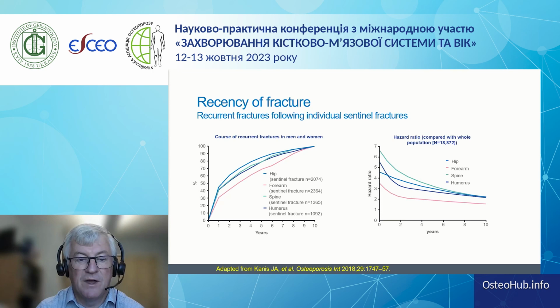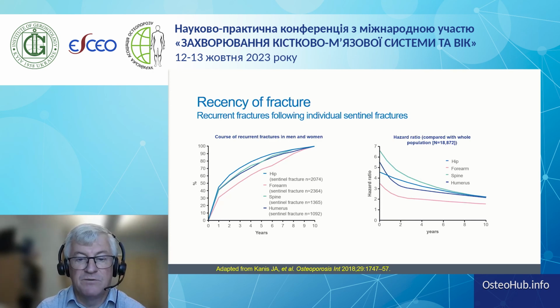And on the left-hand graph, we're looking at those who had sustained a hip fracture, those who sustained forearm fractures, spine fractures, or humerus fractures, and then looked at the course of recurrent fractures in all of those who had recurrent fractures. So you can see over 10 years, 100% had sustained a recurrent fracture. But of those recurrent fractures, you can see that the majority of those occur within the first 2 to 3 years across the fracture spectrum. It's particularly high for hip fracture and spine fracture and humerus fracture, but somewhat lower for forearm fracture.